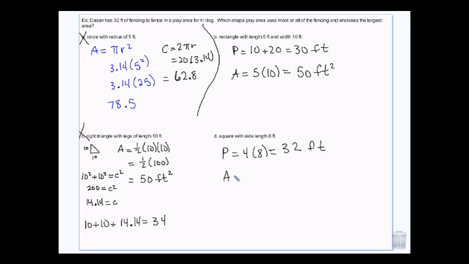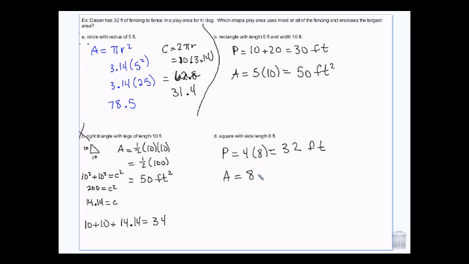For the first one, circle of radius of 5, the circumference. Oh, I did 20 instead of 10, huh? Sorry. Oh, so we could use that one. We can still use that one. Thank you for catching that. I don't know why I did 20. 2 times r is 10, not 20.